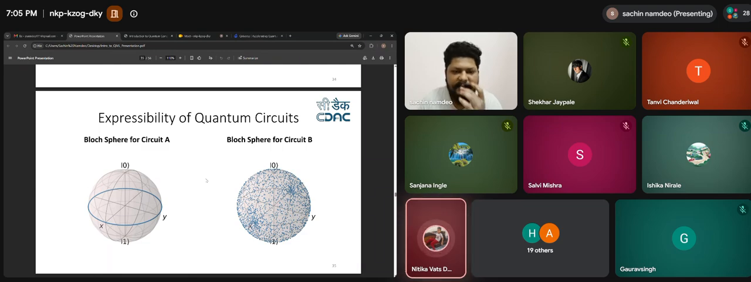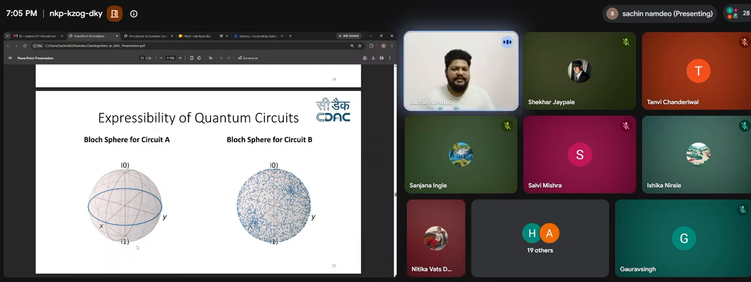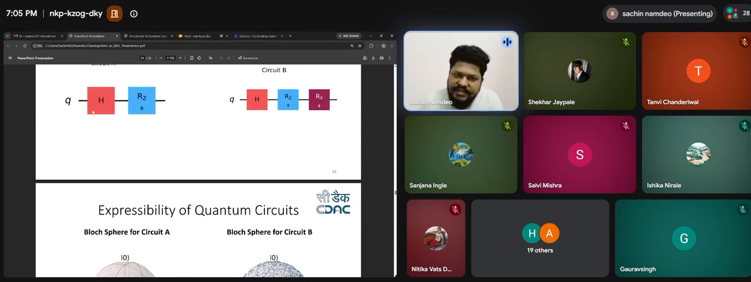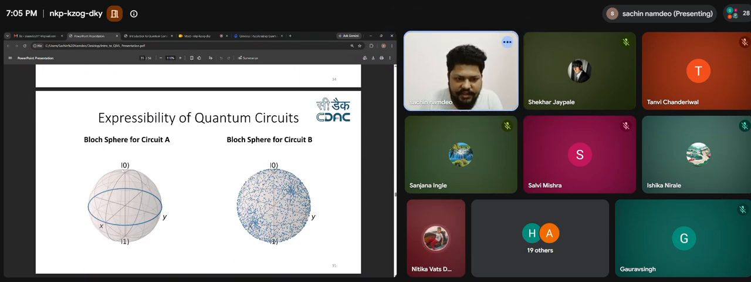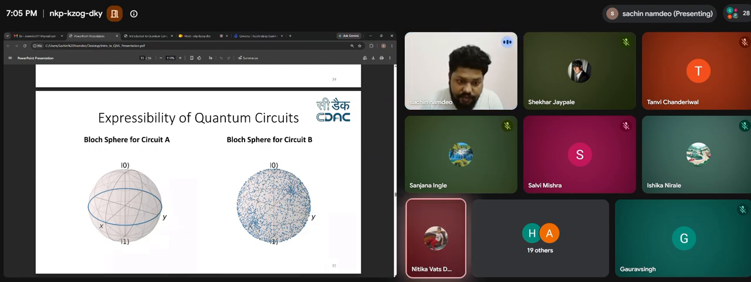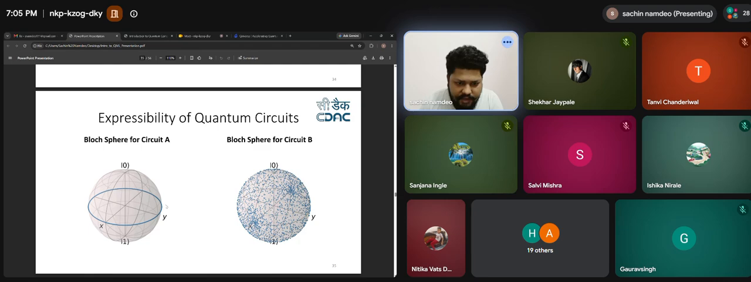So this is one single qubit, and it has two different states. If you see 0 and 1, so two different states. And if you come here, any point on this would be a linear combination of these two states.